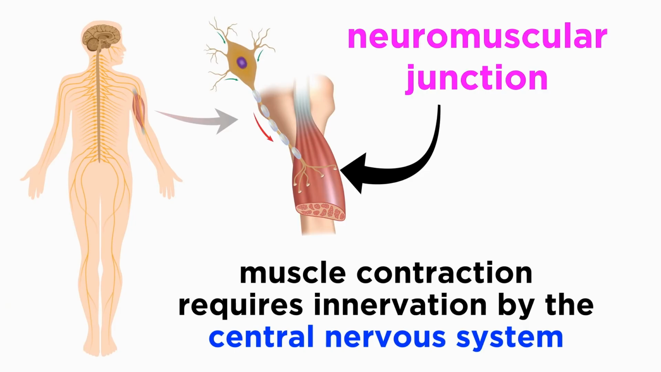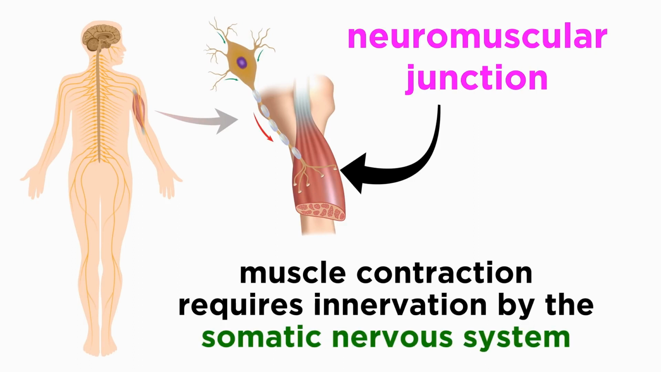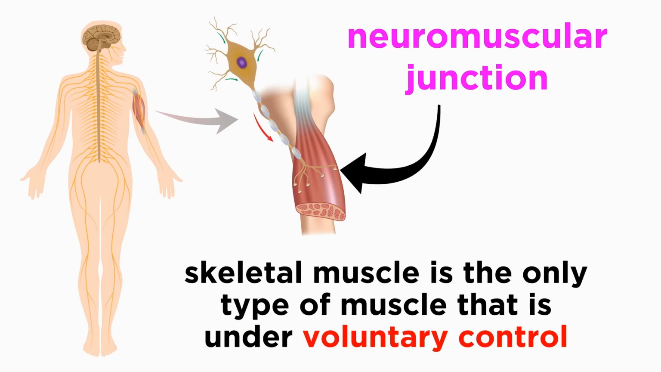For a skeletal muscle to be able to contract, it needs to be activated or innervated by neurons in the central nervous system, and in particular the somatic nervous system, which essentially means the voluntary nervous system. We will learn about the nervous system a little bit later. For now, we can just understand that skeletal muscle is the only muscle type under voluntary control, which means these are the muscles that move when we decide to move them.